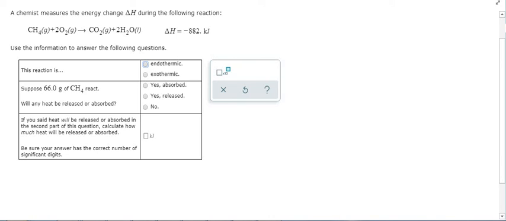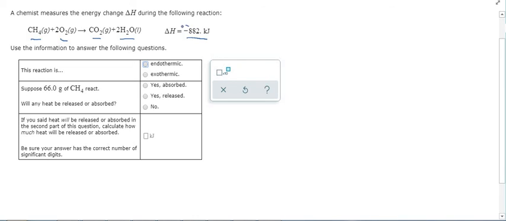Okay, here's a question regarding stoichiometry and heat. A chemist measures the enthalpy change during the following reaction. We have methane plus oxygen. It's a typical combustion reaction that's going to give us CO2 and water, and when it does that, it produces 882 kilojoules of heat.